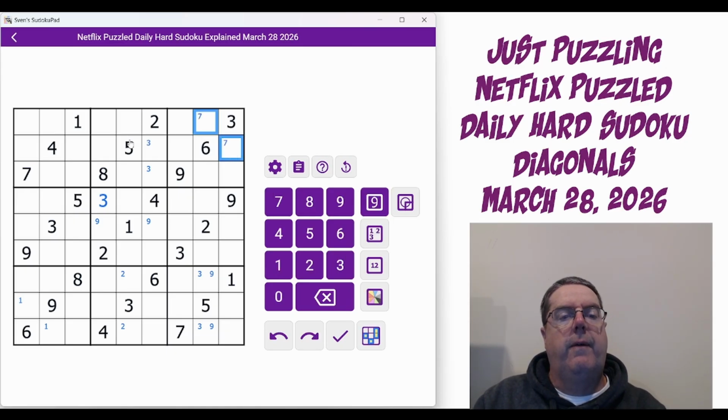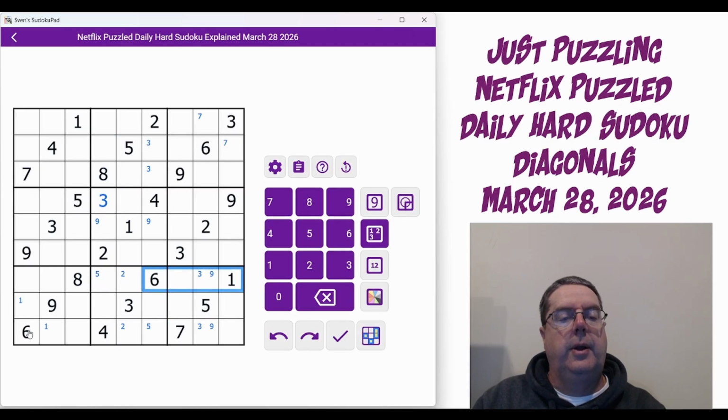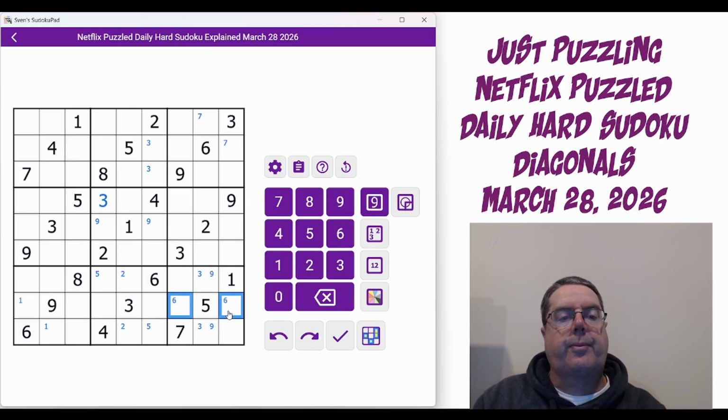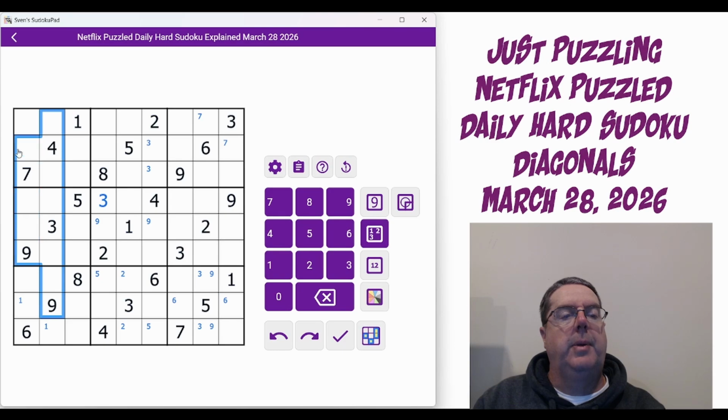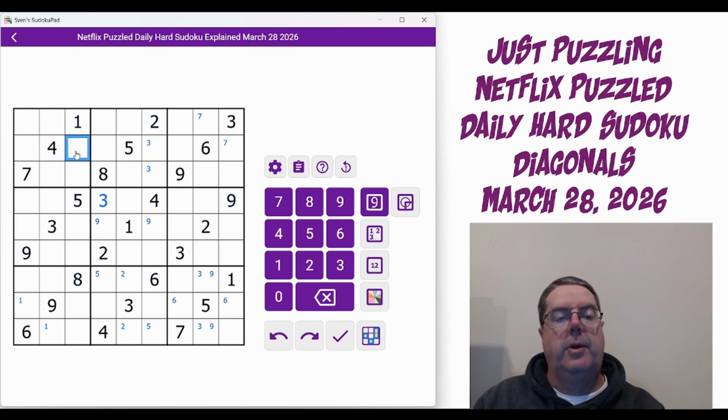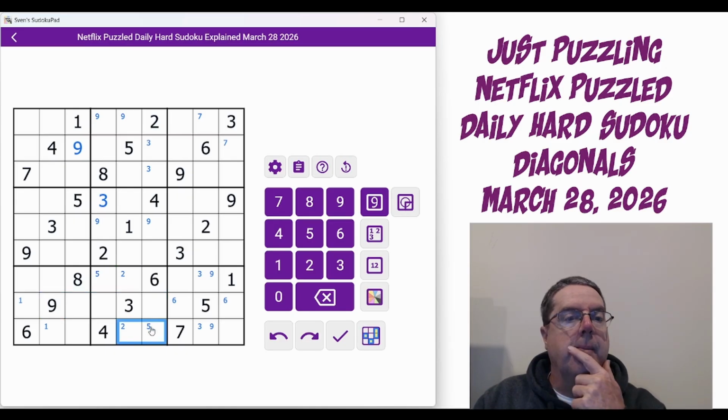5 comes down here, 5 comes across here, so 5 is one of these two. 6 comes across here, 6 comes across here, so 6 is one of these two. 4 is there. 9 comes up here, 9 comes up here, and 9 comes across here, so 9 is one of these two. 9 comes across here and across here, leaving 9 to be one of these two. 9 now can be here, so 9's top and bottom there.